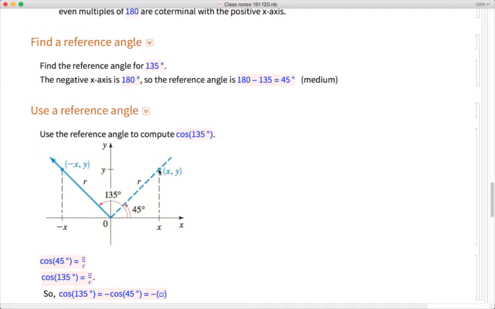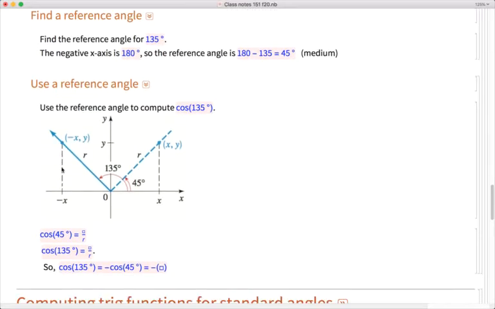Now there's a symmetry in this picture that says if the point here has coordinates x comma y, the corresponding point over here on the angle 135 has the negative x, same y, right there, at the same height, but they reflect across the y-axis.